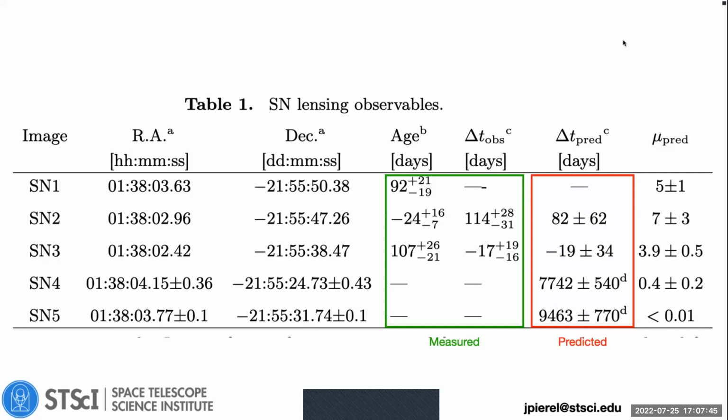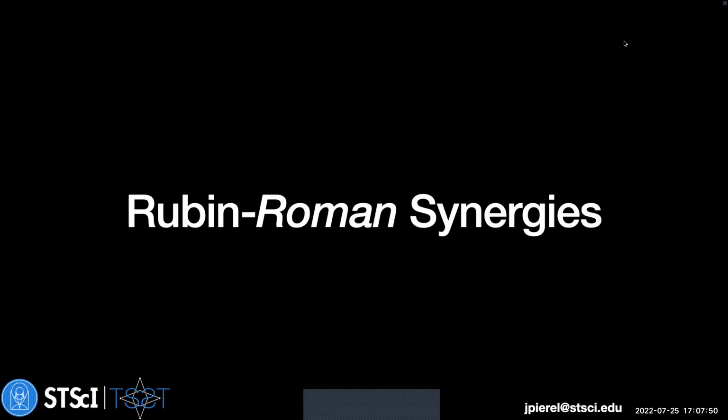So that's the Requiem analysis, a lot done with very little data. So I'm just gonna put that behind us now and wait 15 years and move on to the Rubin and Roman synergies component of this.